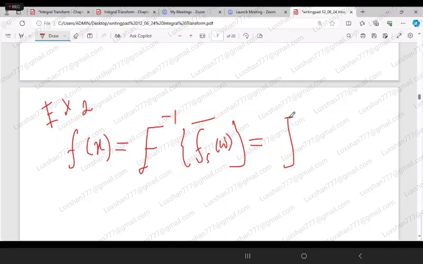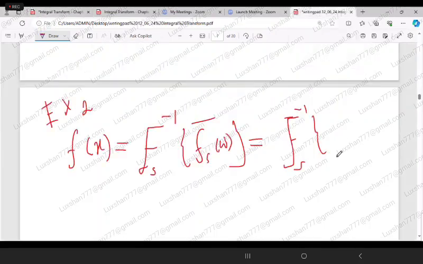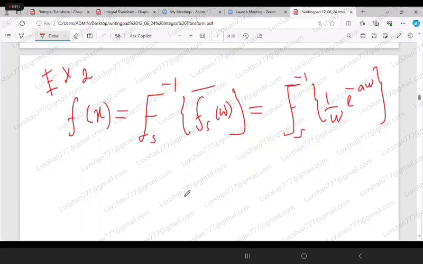f inverse s. The function is given as 1 over omega e to the power minus a omega. So 1 over omega e to the power minus a omega. So we want to find the inverse of this one. Okay, so the definition says what? Definition says 2 over pi. Remember, it is 2 over pi.